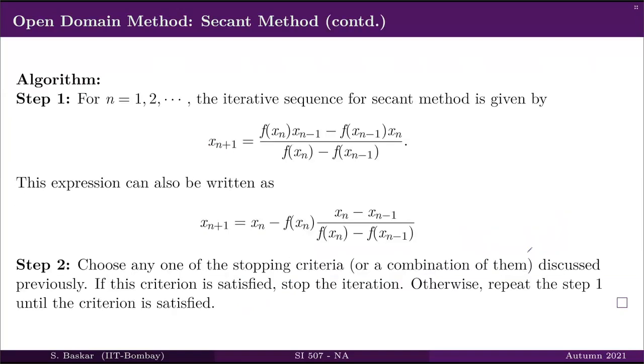Let us formally define the secant method. You give me any x0 and x1, of course, in such a way that f of x0 is not equal to f of x1. Then from here, I can generate x2. Then you take x1 and x2 and generate x3, and take x2 and x3, generate x4, and you keep on going like this.